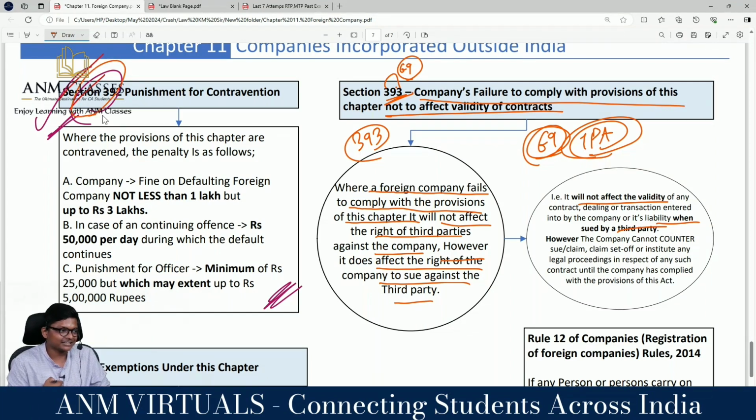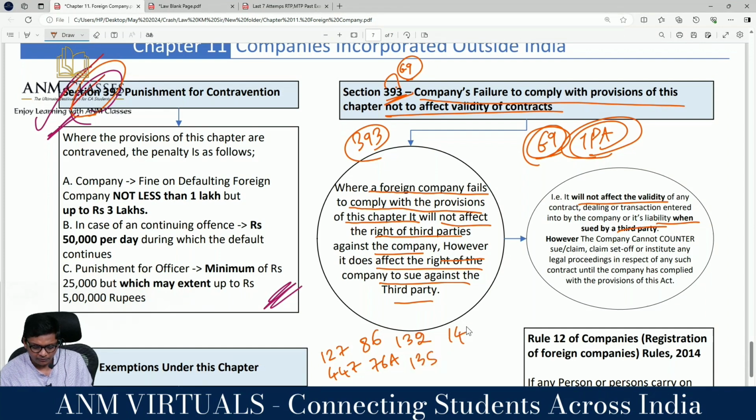Then punishment, we finished yesterday, guys. Be aware of this punishment. I told you what are all the important punishments. Can we revise what are all the important punishments once? 127. Declaration of dividend. Numbers. Then I told you 447, 86, 76A, 132, 135, 147, then 447 is added here. Then I will still add one more thing today. 124, unpaid dividend, also please add. If you don't transfer, penalty is there in that. 124. Then anything else I told you is important.